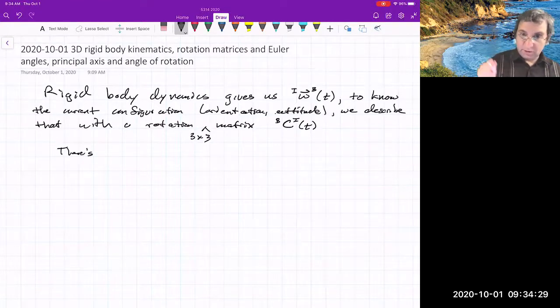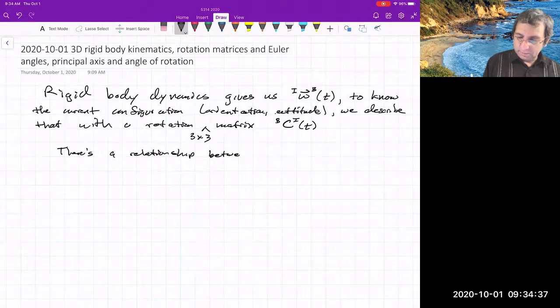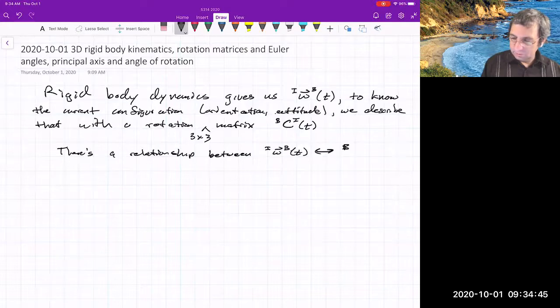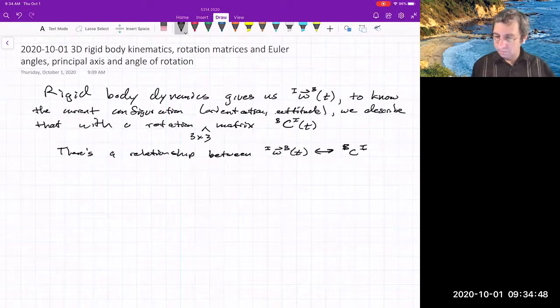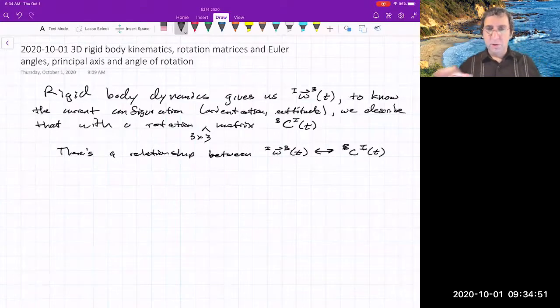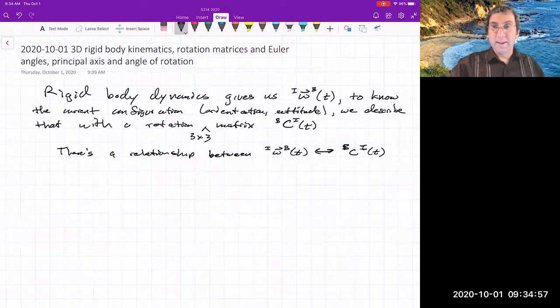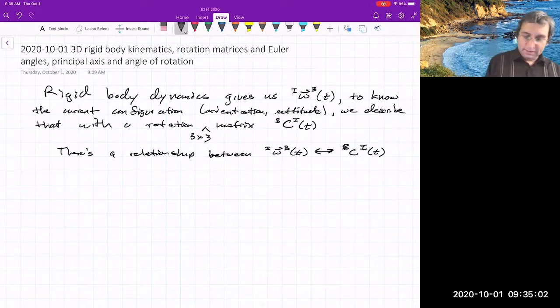And we won't talk about it today, probably next week. There's a relationship between the angular velocity and the rotation matrix, so that you can go from one to the other. And we're not going to say what it is today, because 3D rigid body kinematics is difficult on its own. We'll get to the picture later.